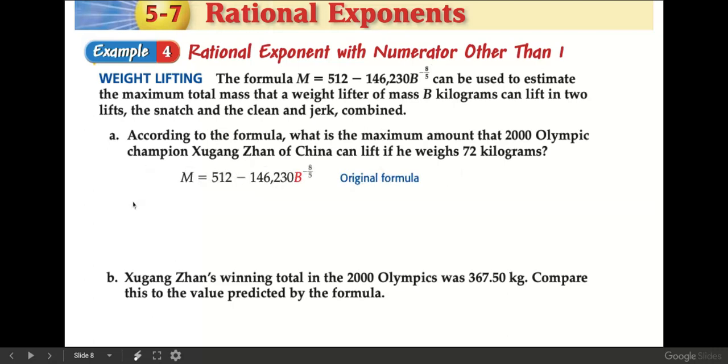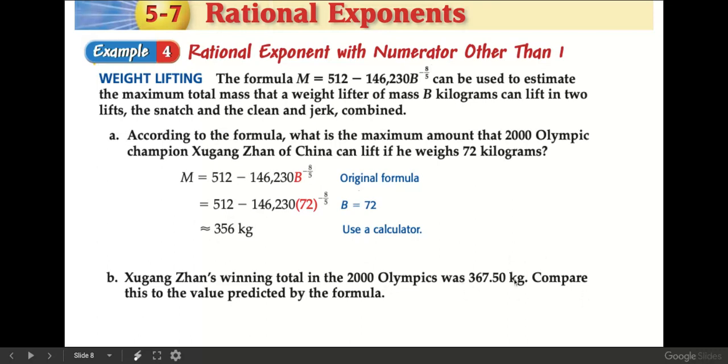So again, here's the original formula. I'm going to put in b, because b is the mass of the weightlifter. So he weighs 72 kilograms, so we put 72 in. And then we simplify, you can use a calculator. So I would do 146,230 times 72 to the power of negative 8/5. And I would do 512 minus that. And that would give me approximately 356 kilograms.